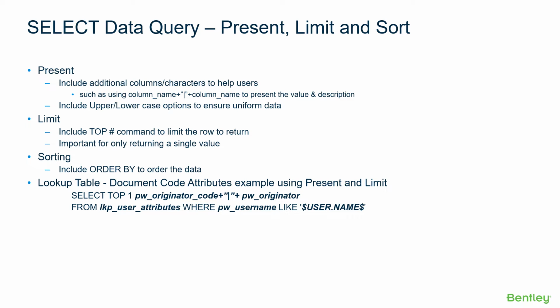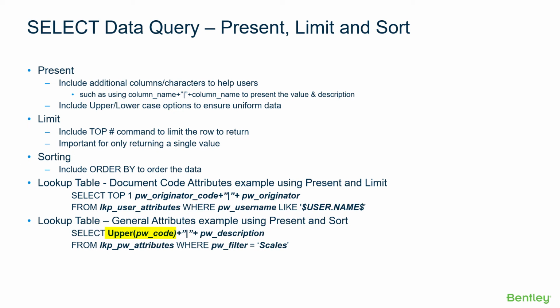Now let's look at the lookup table general attributes example, which will use a present and sort option. We're using the upper keyword for ProjectWise code to ensure that all the codes entered are uppercase, and we're using the order by PW_sort order to ensure the data is presented in the order specified in the environment.